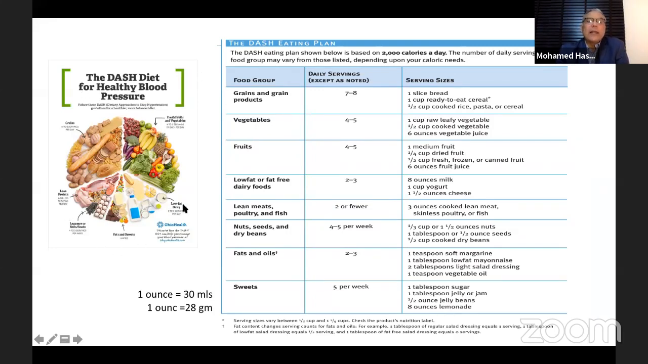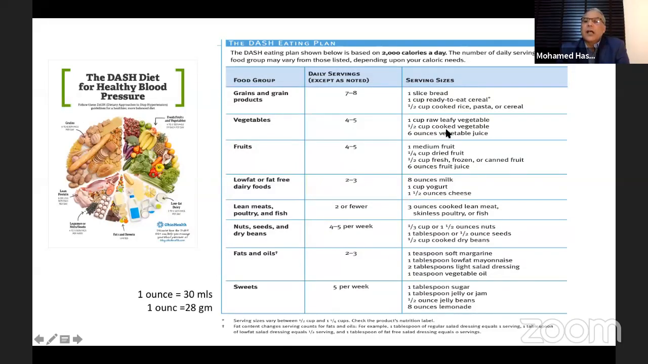So when you look into the plate of the DASH diet, on a daily basis, a person can have 7 to 8 servings of grains. What is a serving? 1 slice of bread, or 1 cup of cereal, or half a cup of cooked rice or pasta. And you can have 7 multiples of these. So if you like to eat rice, you can mix between rice and bread and cereal, and still you will have a reasonable amount to fill hunger.